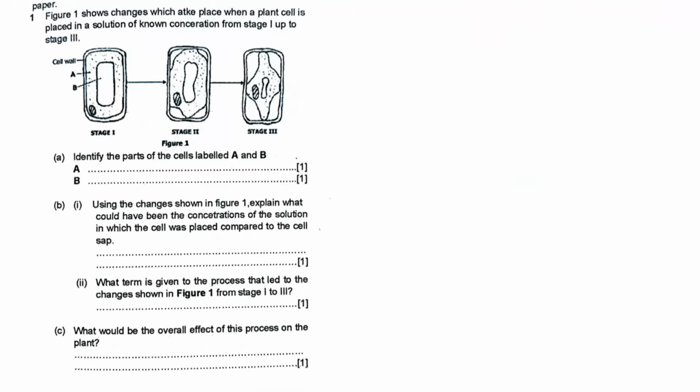Let us have a look at the second question. Figure 1 shows the changes that take place when the plant cell is placed in a solution of known concentration from stage 1 up to stage 3. Identify the parts labeled A and B. So the part labeled A is the cytoplasm, and the part labeled B is the vacuole. Using the changes in figure 1, explain what could be the concentration of the solution in which the cell was placed compared to the cell sap.